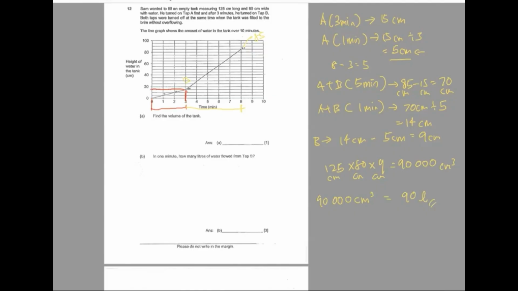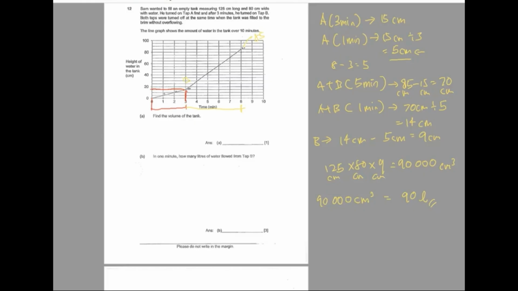Be very careful when you're doing measurement questions. Units are very important. Are they asking for your answer in liters or in cubic centimeters? Check. Okay, any question? If not, we'll go on to question number 13.